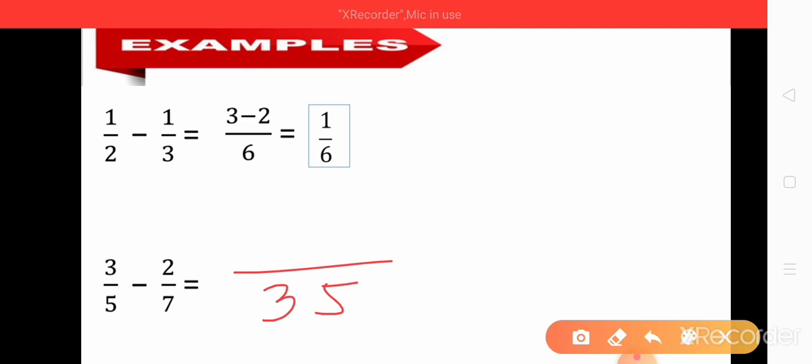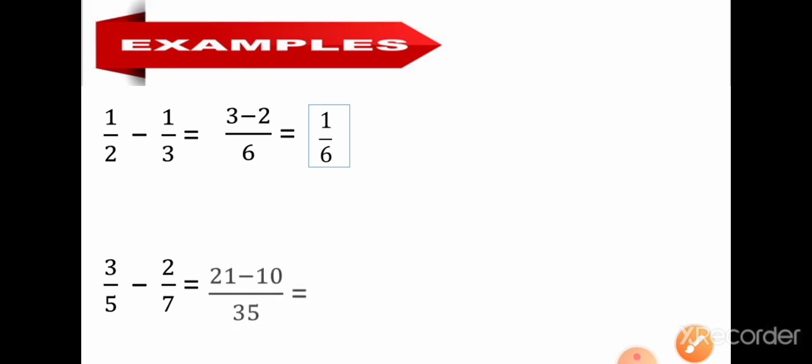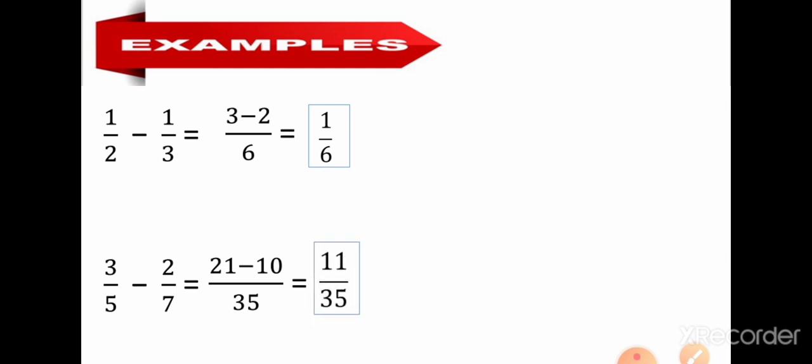Next, 35 divided by 5 will give you 7. 7 times 3 will give you 21. Then minus 35 divided by 7 will give you 5. Then 5 times 2 will give you 10. So 21 minus 10 over 35. 21 minus 10 will give you 11. Then you copy the denominator, which is 35, kaya 11 over 35.